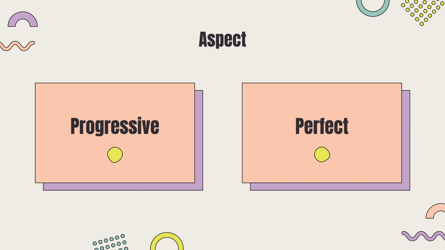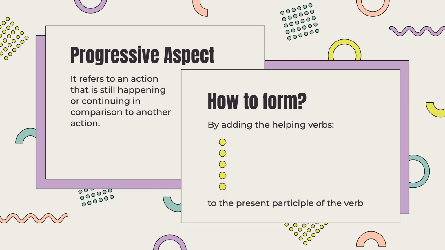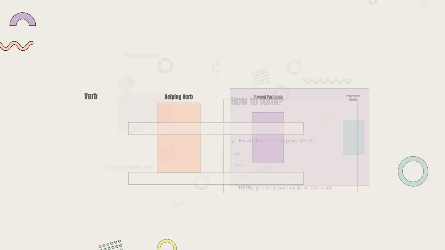The progressive aspect or progressive tense refers to an action that is still happening or continuing in comparison to another action. The progressive tense is formed by adding the helping verbs is, are, was, were, or will be to the present participle of the verb. Take a look at the chart.